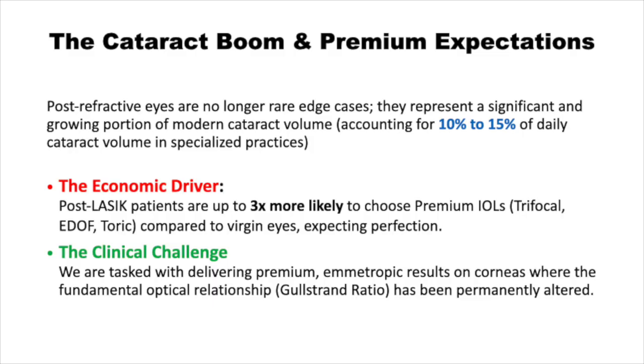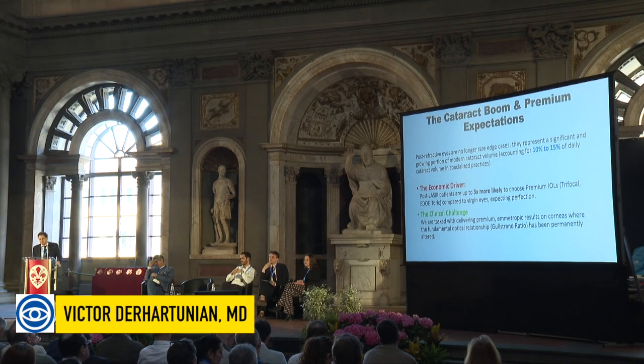So around 10 to 15% of current cataract patients tend to have already treated corneas. And we know that these patients, as I said, want to be glass-free in the future also, so they most likely choose a premium IOL like EDOF or multifocal or toric lenses. So this is a challenge, how to calculate those lenses, as these patients expect a very good outcome.